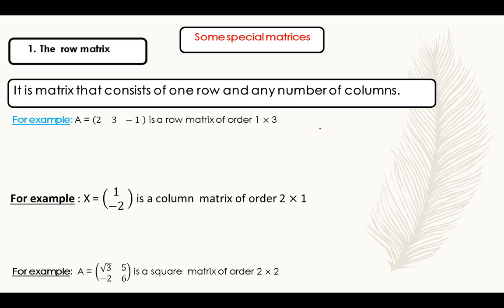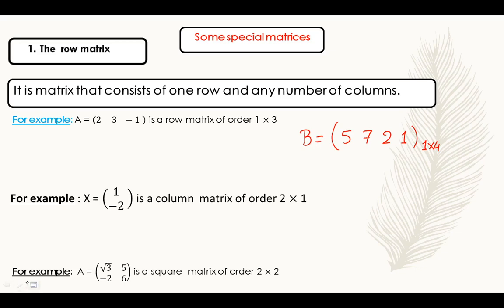For example, matrix B equals 5, 7, 2 and 1. Here you can find one row, and the number of columns is 4. So this is a matrix of order 1 times 4. This is just an example. When we solve the examples, the maximum order of any matrix is 3 times 3. But here, this matrix consists of one row and any number of columns.